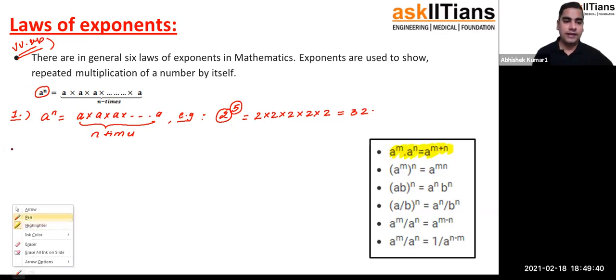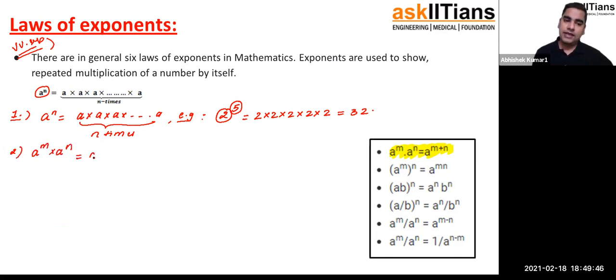What is the meaning of that? Okay. A raised to the power m into a raised to the power n, that is same as a raised to the power m plus n. See, here it is very important to note that this property number 2 which I wrote just now is only applicable when the base is same. If you see here, the base is a. If you see here, the base is a.